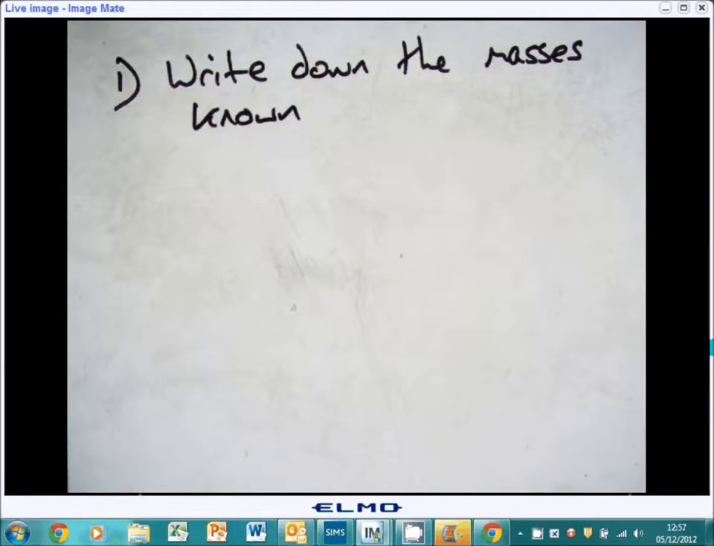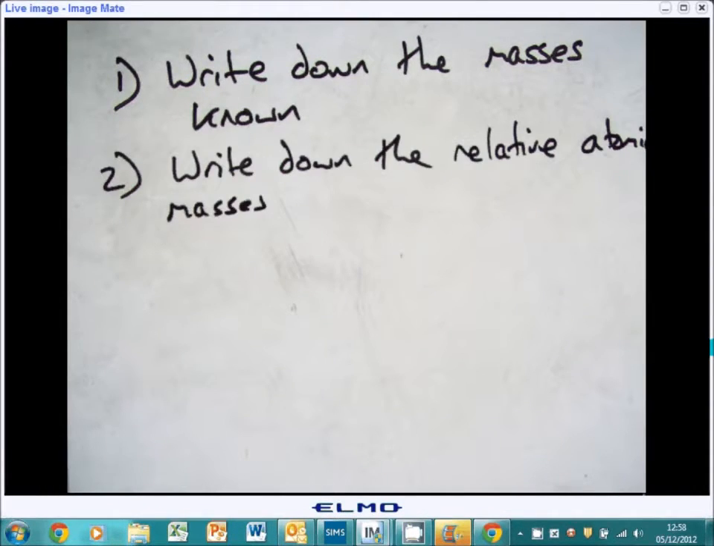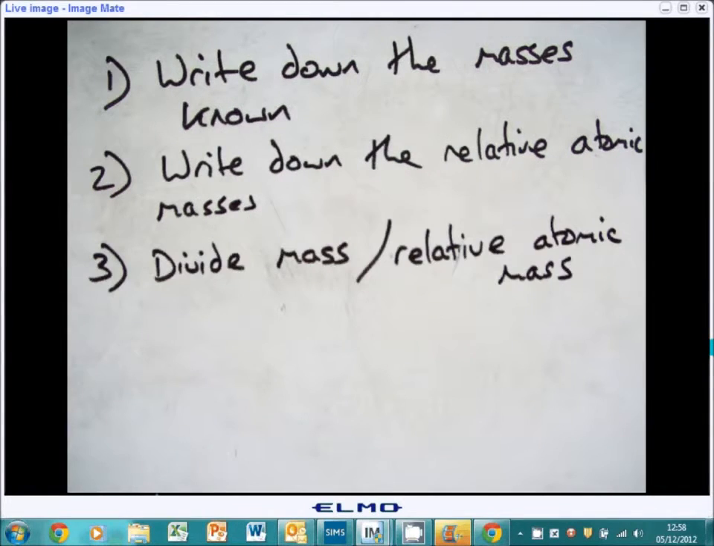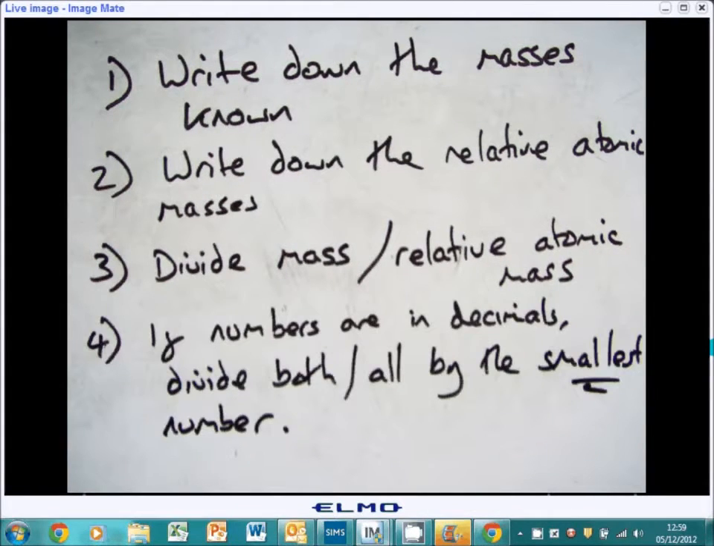So step 1, write down the masses known. Step 2, underneath that, write down the relative atomic masses. Step 3, divide the mass that you know by the relative atomic mass. And number 4, you divide all of them or both, depending on what the question is, by the smallest number. That will give you whole numbers and tell you how many of each element you have.